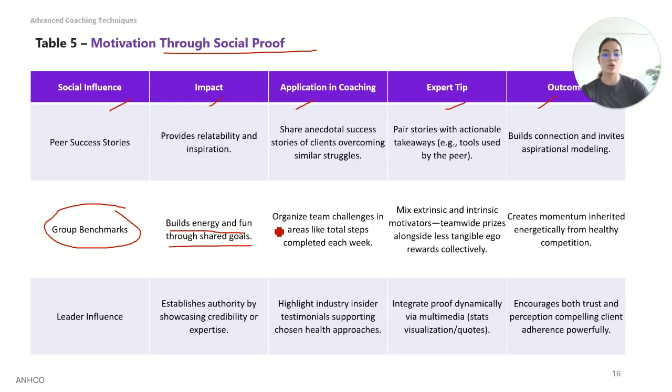Applications in coaching: we can organize team challenges in areas like total steps completed each week. Expert tip is that you can mix extrinsic and intrinsic motivators, which are team-wide prizes alongside less tangible ego rewards collectively. The outcome is that it creates momentum inherited energetically from healthy competition. Take a moment to have a look at the rest of the examples.